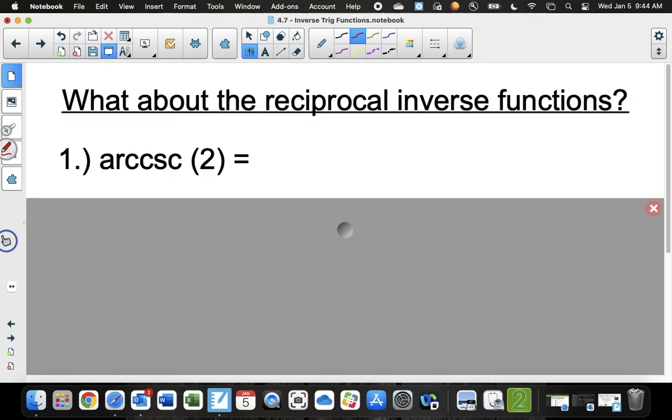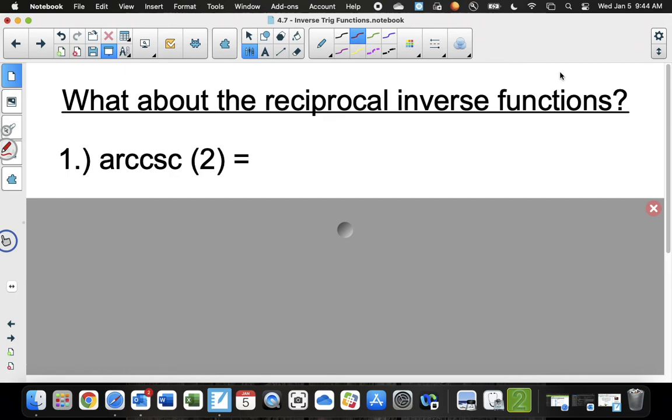So here's the last question that I have for you. What about the reciprocal inverse functions? What about like the arc cosecant? We haven't talked about that. What about the arc or inverse secant or something like that? The first two will be really quick. The third one will take, I've got 3, talking about the 3 different functions. The first 2 will be very quick though.